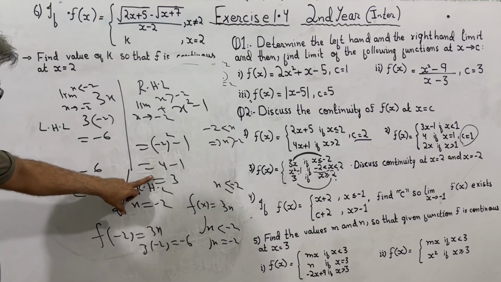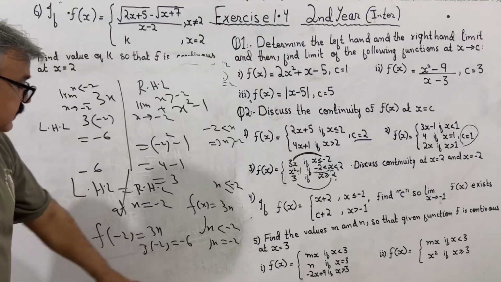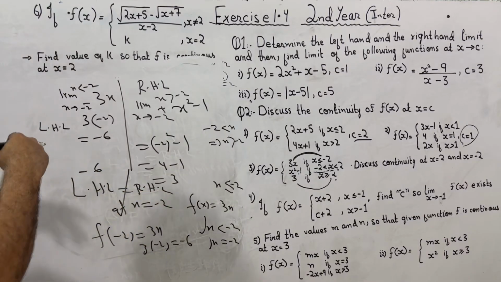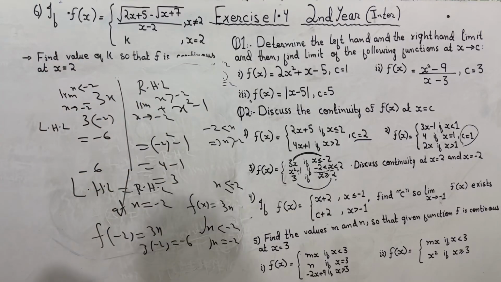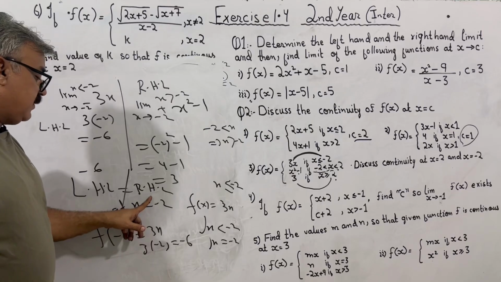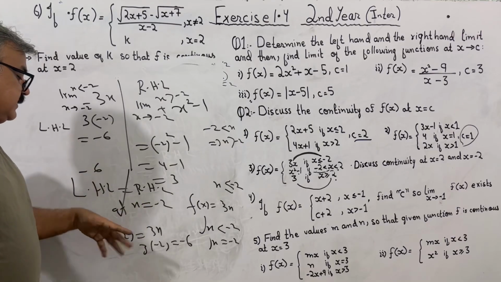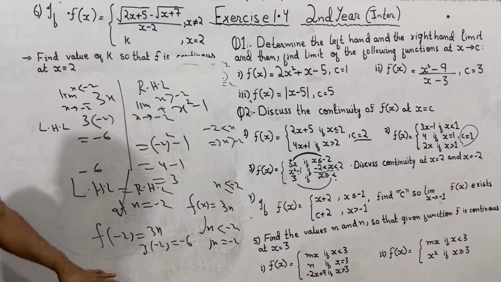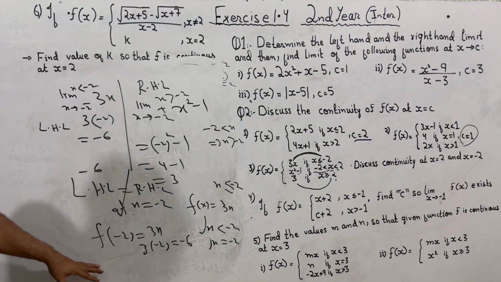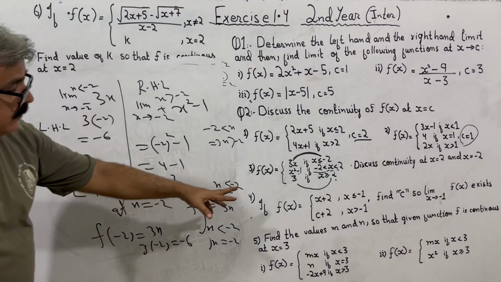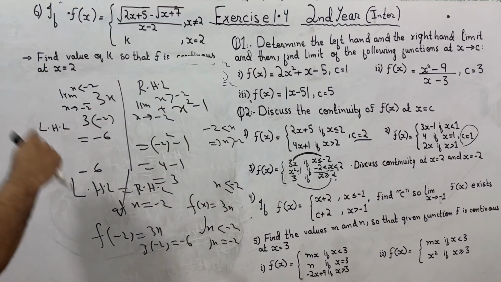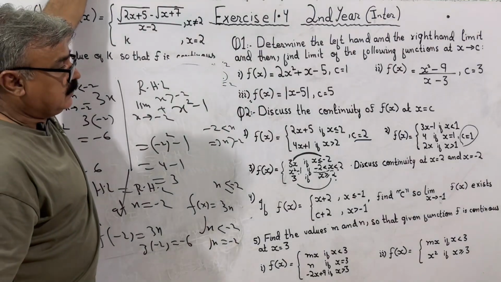The right hand limit is 3 and this one is minus 6. If our right hand limit were negative 6, then the function would have been continuous at x equal to minus 2. But in that case, the limit doesn't exist. If the limit doesn't exist, there is no need to check continuity. But for you, I have checked how to manage x equal to minus 2 from this inequality. So the function is continuous elsewhere, but discontinuous at x equal to minus 2.